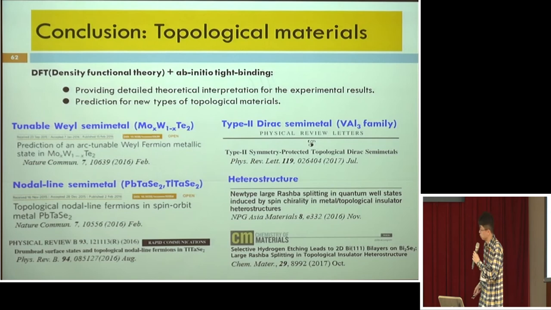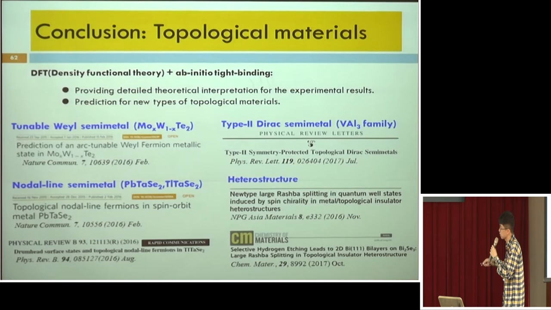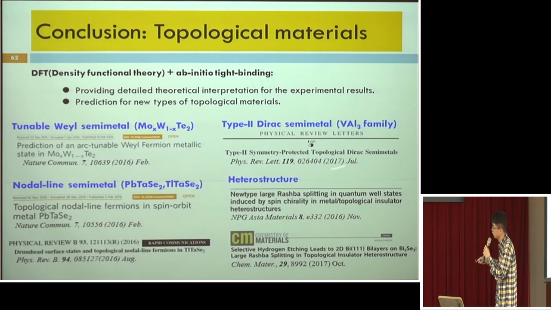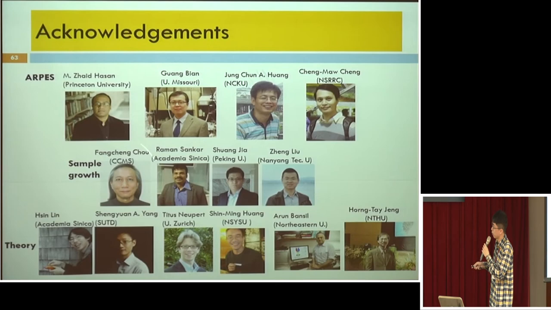By using DFT and a tight-binding model, a new tight-binding model, we can predict new topological materials or provide theoretical interpretation for experiments. In this talk, we have discussed the tunable Weyl semimetal, nodal line semimetal, type-II Dirac, and heterostructure in topological insulators. I thank all collaborators, including ARPES, sample growth, and theoretical support. Thank you very much.